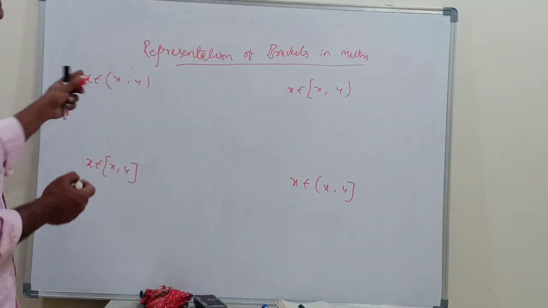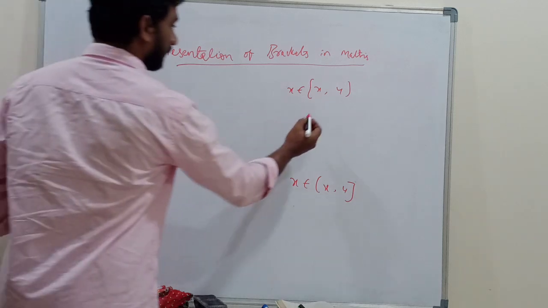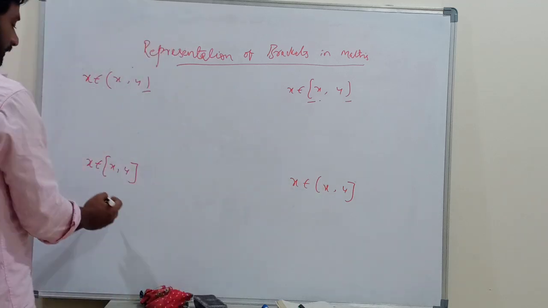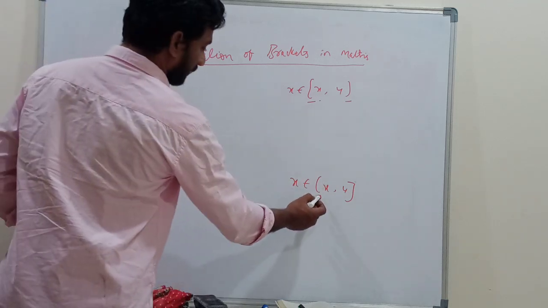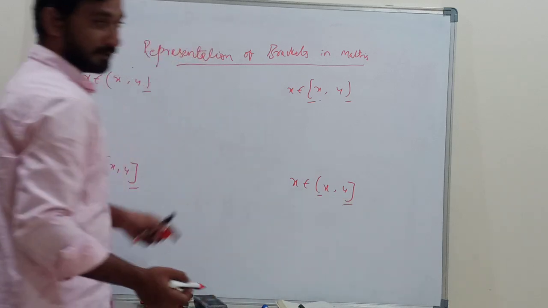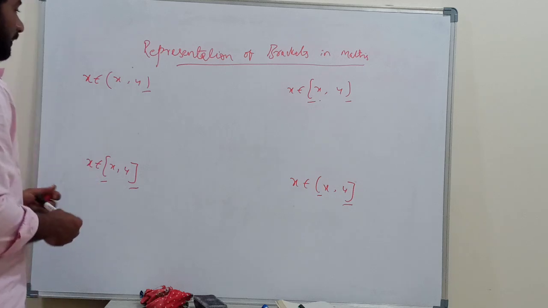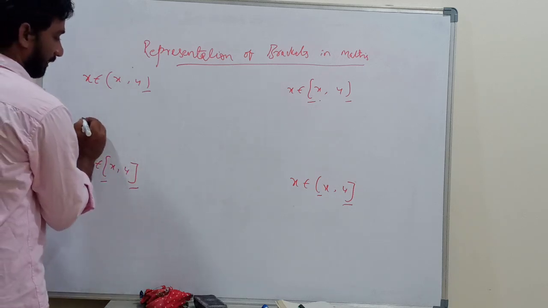One starts with an open bracket and ends with an open bracket. Another starts with a closed bracket and ends with an open bracket. Another starts with a closed bracket and ends with a closed bracket. Another opens with an open bracket and closes with a closed bracket. So how can we show this in a straight line?